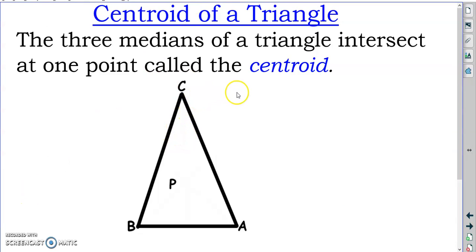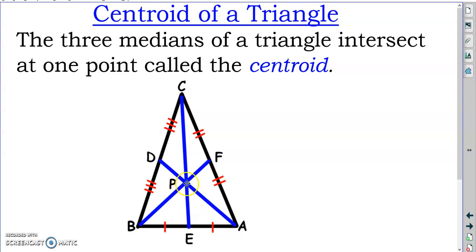So since there are 3 medians on a triangle, the point where those 3 medians meet is called the centroid. So the 3 medians of a triangle intersect at one point called the centroid. So there's one median, there's another median, and there's the third median, and they all intersect here at point P, which we call the centroid.